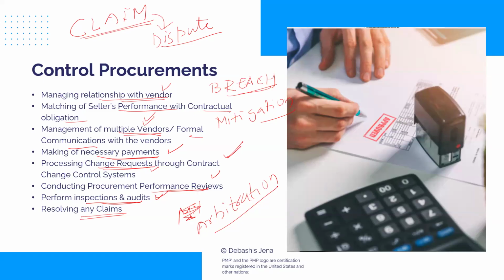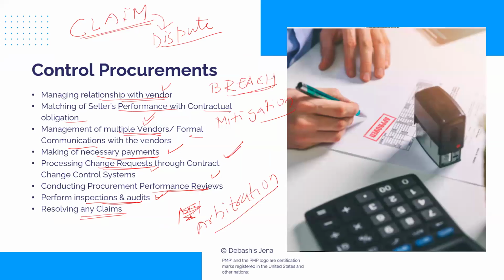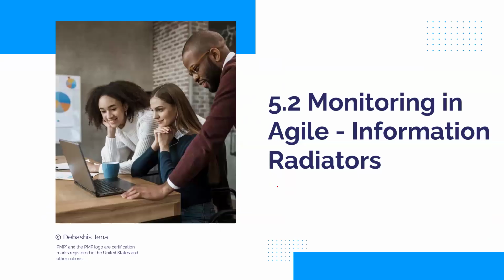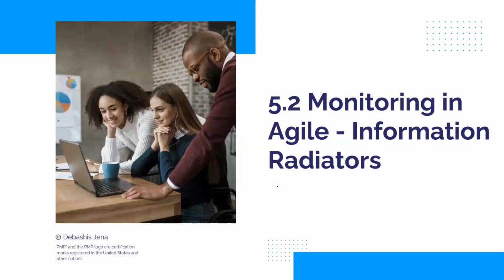Whichever way, resolving claims is also a part of control procurement. That's all we do here. Okay, so we last talked about monitoring of all the knowledge areas, scope, schedule, cost, all the way till procurement. Done. We'll take a pause here. The next part is going to be monitoring in Agile. We'll speak about it, but before we get there, we'll take up some questions on this topic.